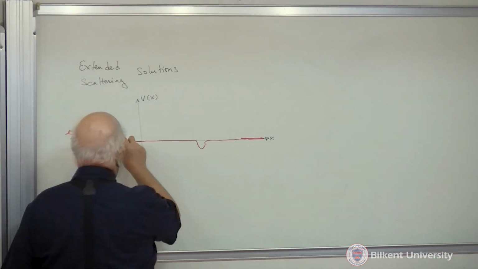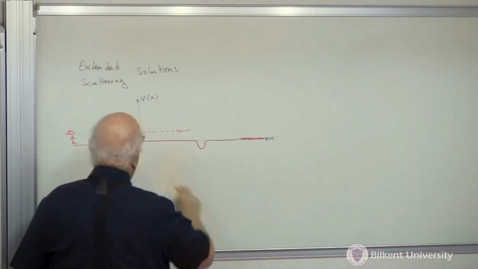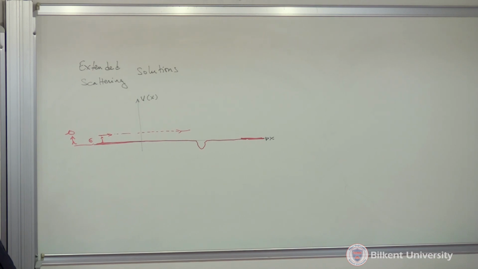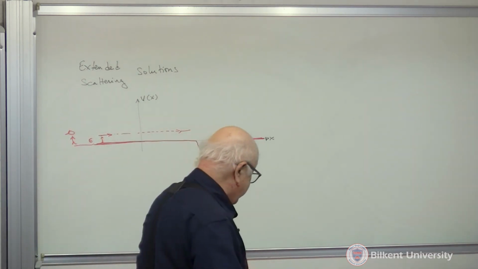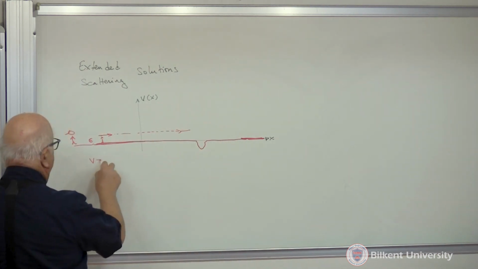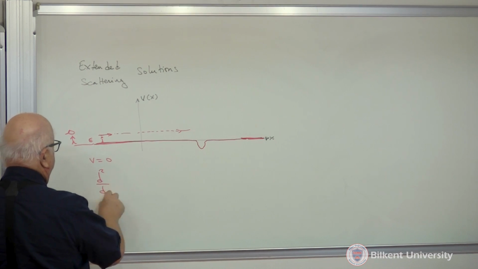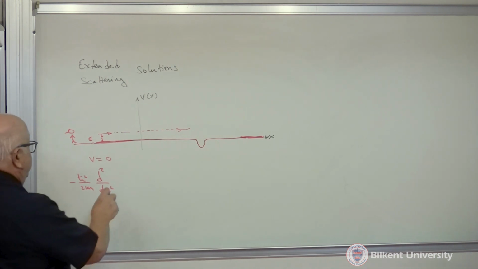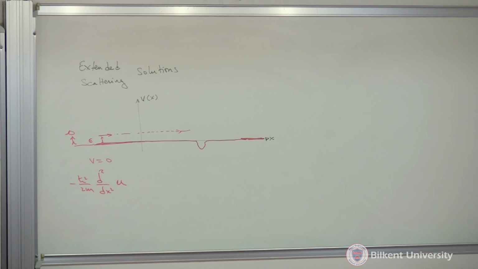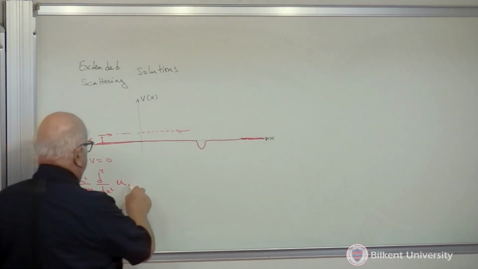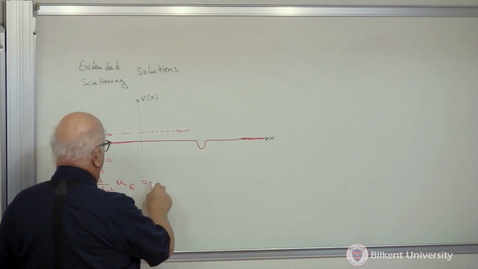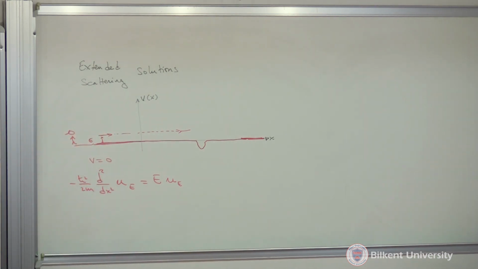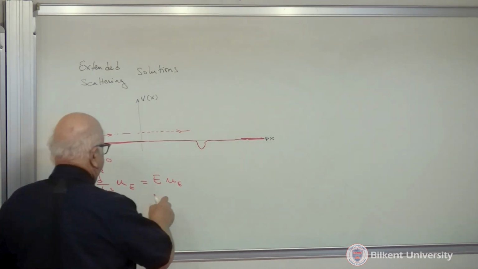So now I'm going to get E equal to finite, but V equal to zero solutions. What are those solutions? Let's just take a look. If I have V equal to zero, I have minus h bar squared over 2m d squared dx squared. We actually looked at this in the very first set of lectures when we started the course. And this is equal to E times u_E. So what are the solutions? Sinusoids.